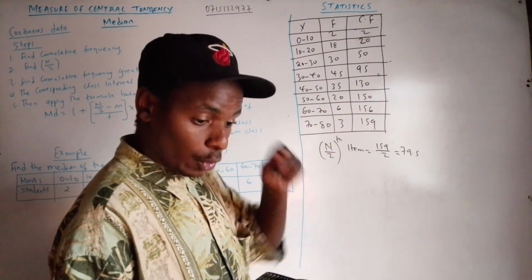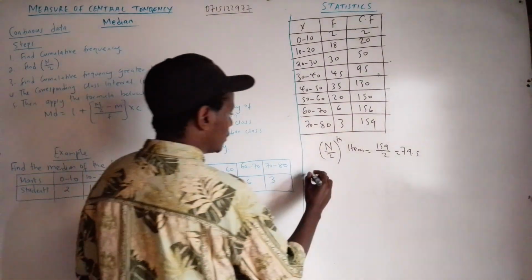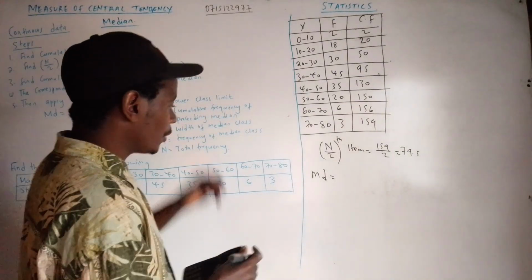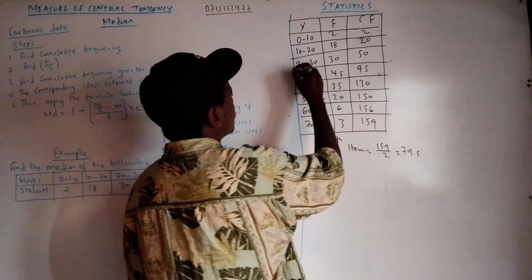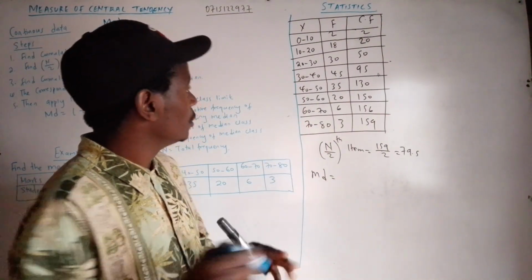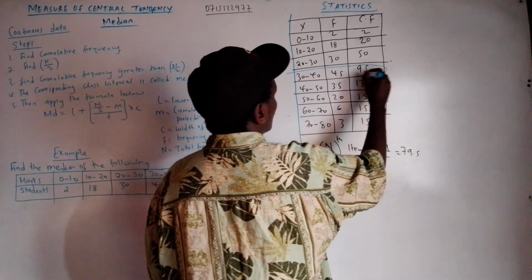Our formula for the median. First let's locate 79.5. Where does it lie? It lies between this line, so between 50 and 95.